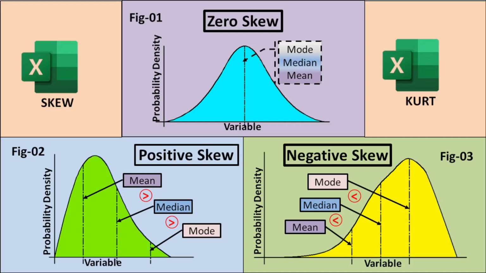Mode, median, mean. Remember the relationship between these three measures in different types of SKEW. In a positively skewed distribution, the mean is greater than the median, which is greater than the mode. In a negatively skewed distribution, the order is reversed. Forecasting methods. Time series analysis.